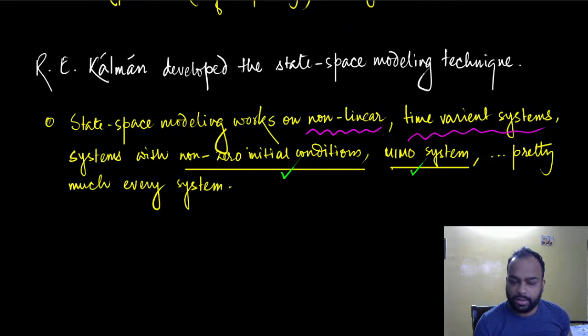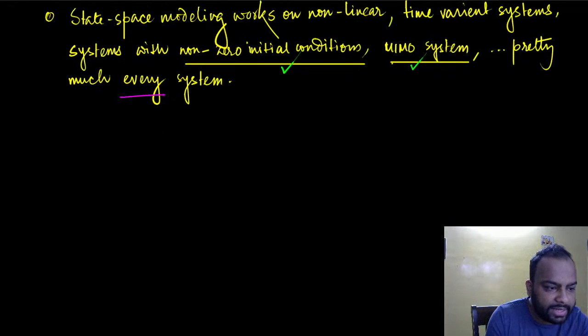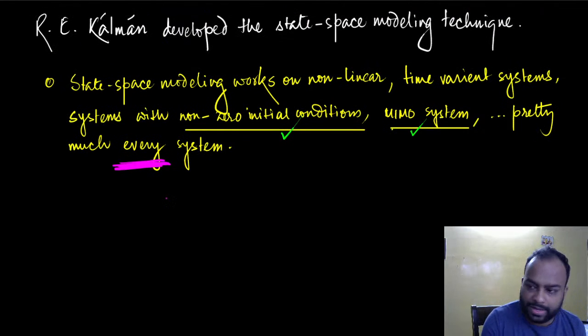Right? So just like that. I think you understand my point here. Okay, so this is the point. State space modeling works on pretty much every system, right? Doesn't matter whether it's a linear system or a non-linear system, does not matter.